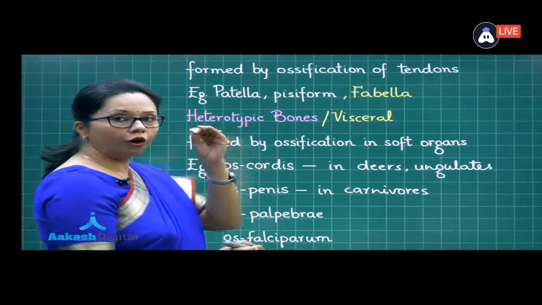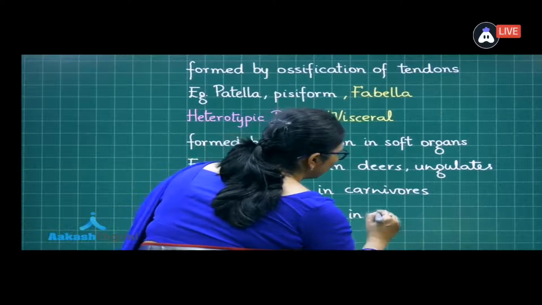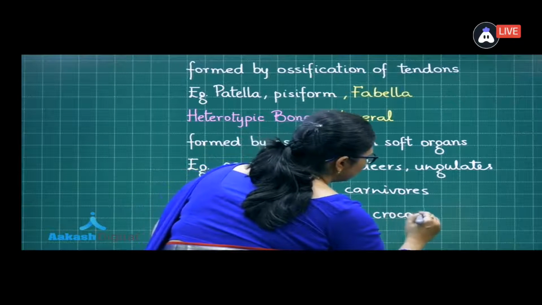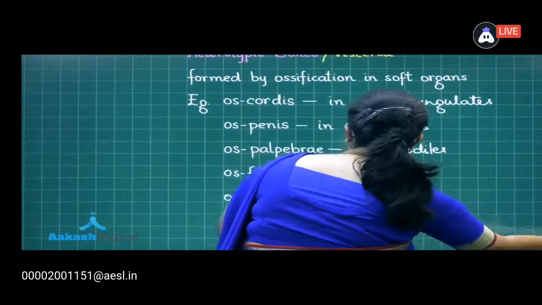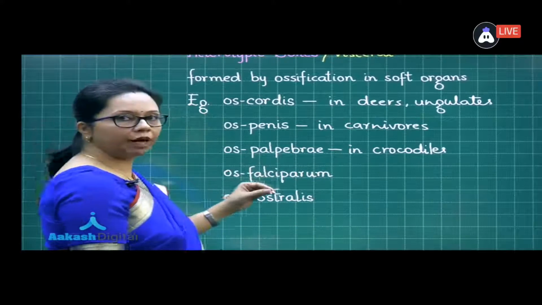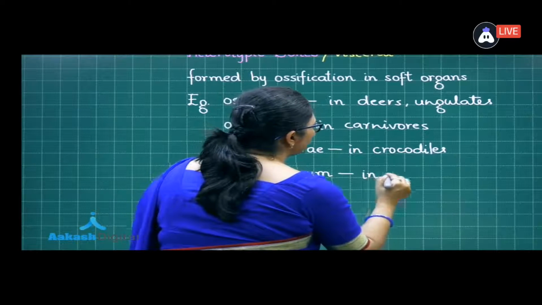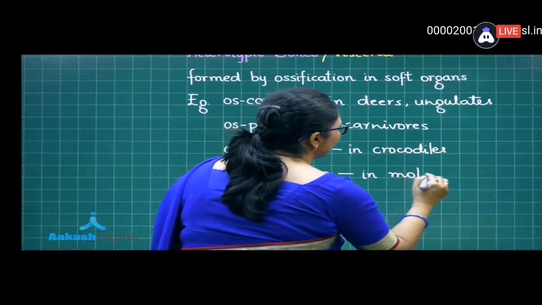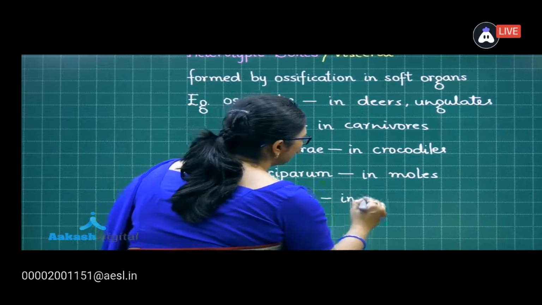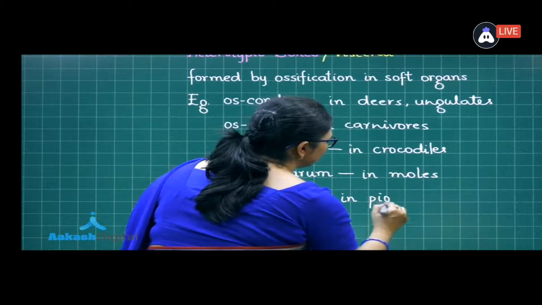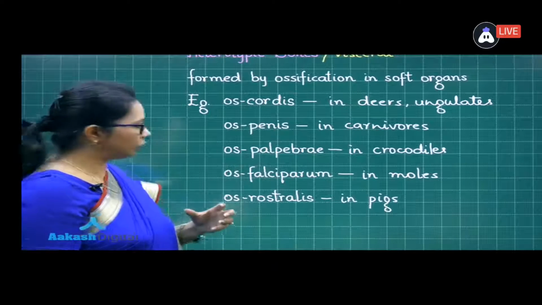Palpebrae is the term for eyelid. So this is in the eyelid of crocodiles. Falciparum, this one is in the palm in case of moles where they dig the soil. Rostralis is a snout, in the snout of pigs. So these are few examples of the visceral bones found in other animals.